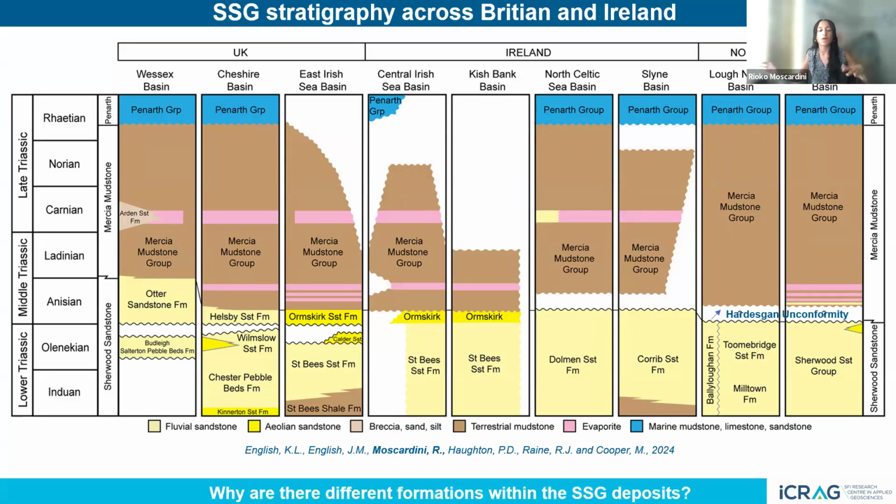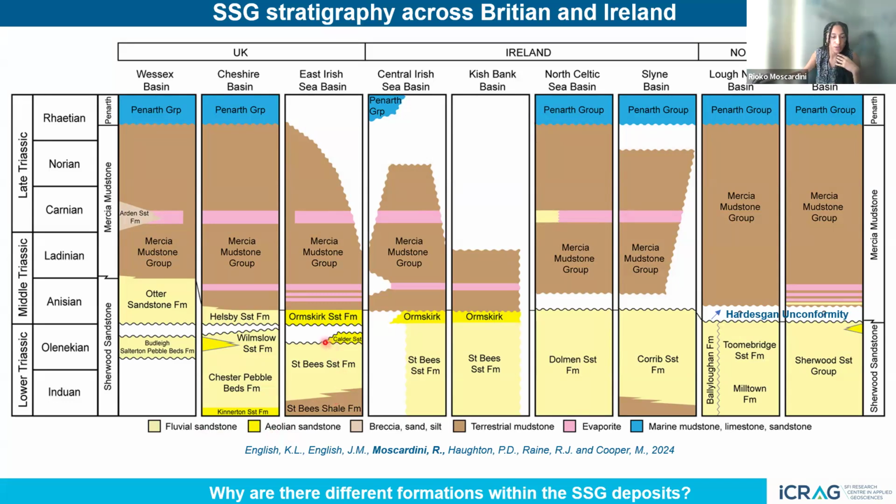So why are there different formations within the Sherwood Sandstone deposit? One of these reasons is the depositional environment. Here we've got different color codes. Mainly if you look at the Sherwood Sandstone, it's this pale yellow color, which indicates fluvial sandstones. And when we use the word fluvial, we are talking about river deposits. We also have this highlighter yellow identifying the Aeolian sandstones, and these are associated with wind deposits.